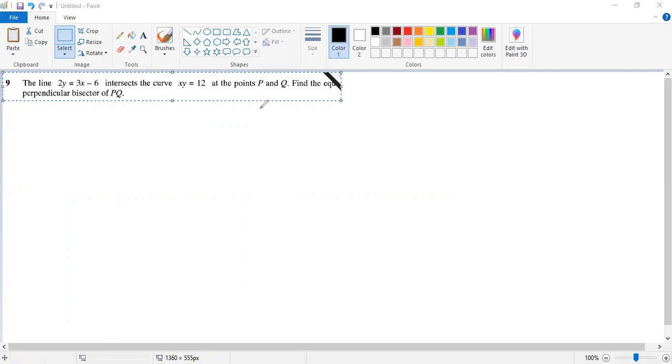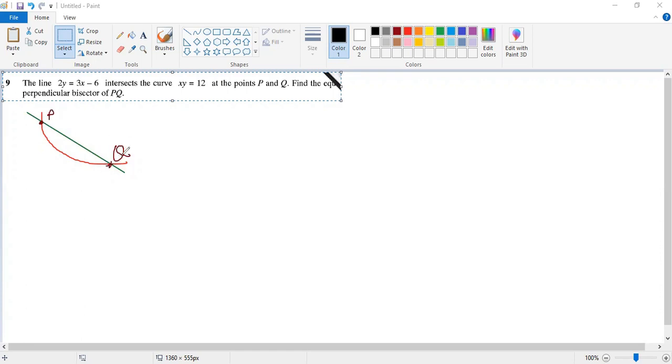So we just need to imagine the curve. We don't really need an accurate diagram. Let's say the curve looks something like this, and then the line, just put a straight line. It could be the other way around as well. I'm just simply drawing a representative. And then we need to find where it intersects, as the points P and Q.